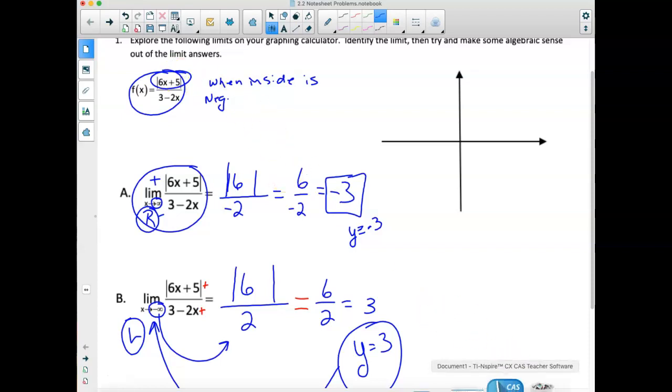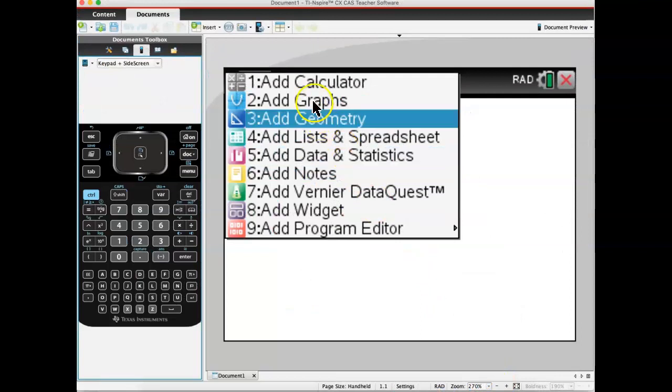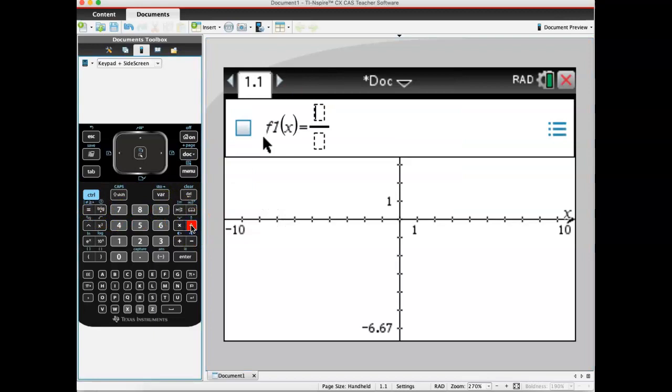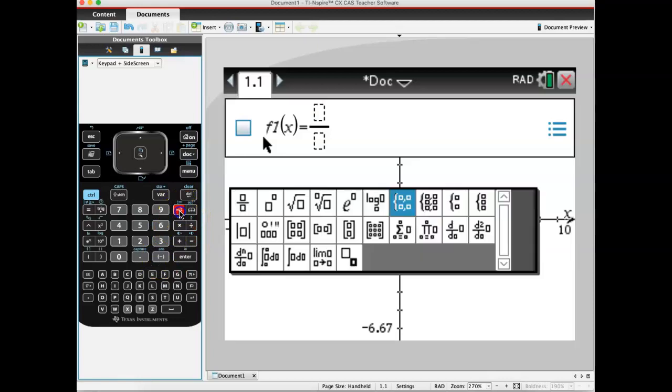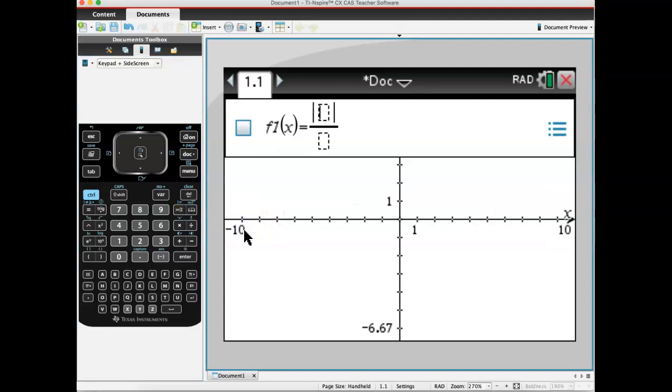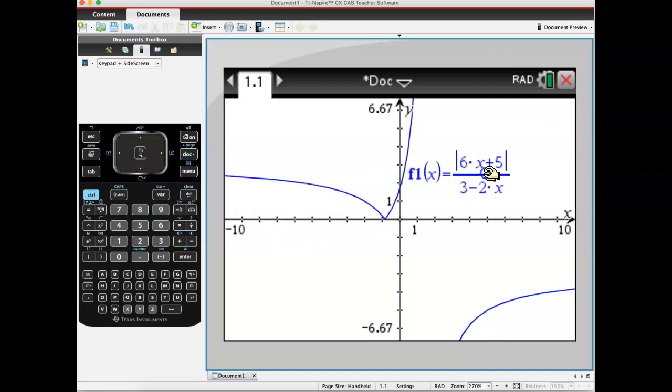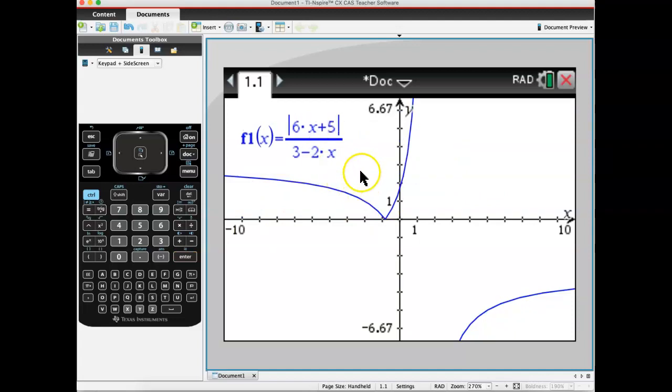Now let's toss that on our grapher here. I'm going to say graph, and do my control divide. If you want the absolute value, it's right next to the notebook here, and it's this guy right here. Click that. And I need a 6x plus 5, over 3 minus 2x. Blammo! Look at that crazy little graph, okay? That's really weird.